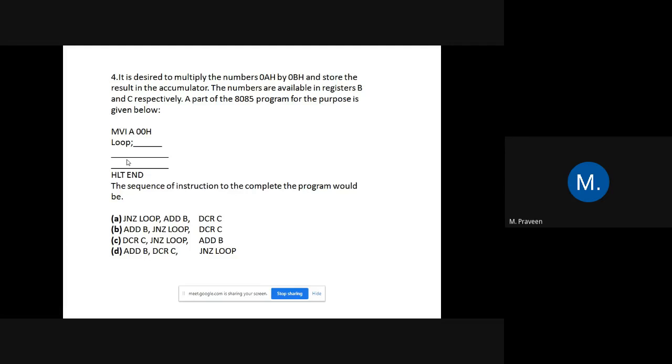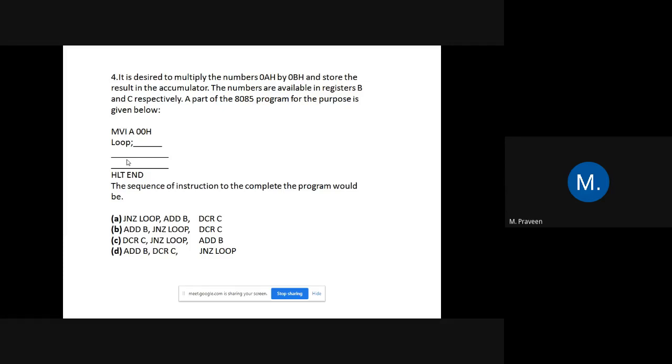Let's move on to the fourth question. It is desired to multiply the number 0AH by 0BH and store the result in the accumulator. The numbers are available in register B and C respectively. A part of the 8085 program for the purpose is given below. They have given some program, but in that program some of the instructions are missing. We have to find the missing instructions. Here 4 options are given, A, B, C, D. We have to find which one is the missing instruction from the given program. Can anyone guess what is the answer?